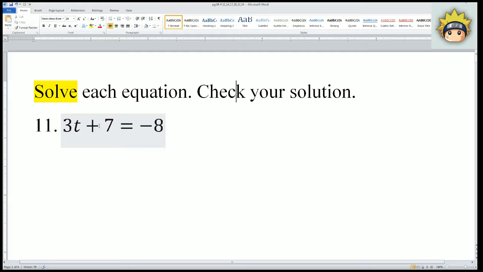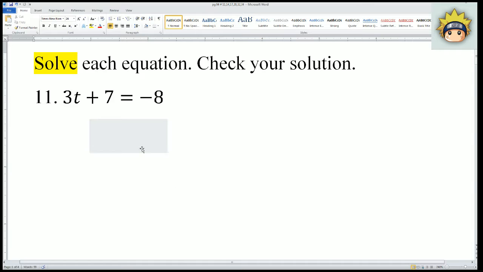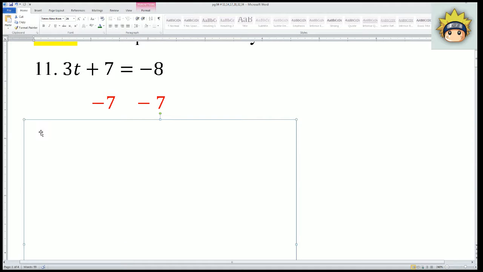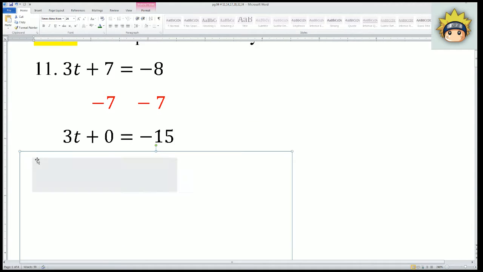The first thing here is the +7, and that is on the outside, right? So I'm going to try to get rid of the +7 first. To do that, I subtract 7 from both sides. I would get 3t, because this 3t just comes straight down. 7 minus 7 equals 0. Negative 8 minus 7 is negative 15.